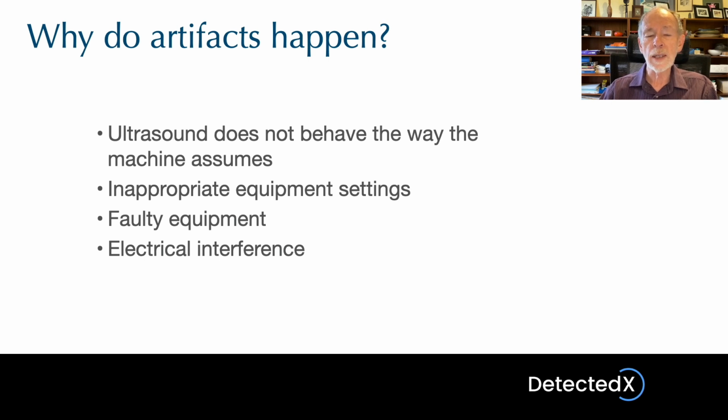So why exactly do artifacts happen? Most artifacts occur because the assumptions built into the way the machine creates the image are not correct. So in other words, the ultrasound isn't behaving in the idealized way that the machine has to assume. Sometimes inappropriate equipment settings can cause artifacts, and of course it's your responsibility to make sure that doesn't happen. Very occasionally you may have equipment faults or electrical interference causing artifacts.